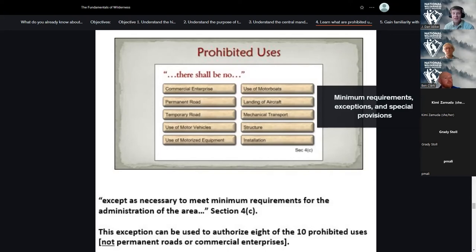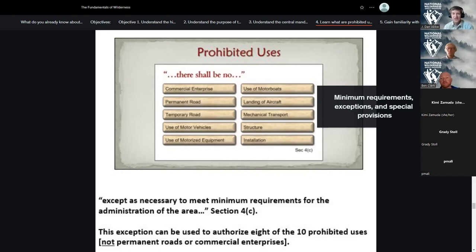So of the other 10, the 8 that are prohibitions, the Wilderness Act did allow agencies some flexibility and basically said that except as necessary to meet the minimum requirements for the administration of the area, you could actually allow those prohibitions. So I'll use structures as one example. Many agencies have patrol cabins or backcountry cabins or wilderness cabins that have been determined the minimum necessary for the administration of the area. In other words, to administer the area, it's important to have personnel out there. And to have personnel out there, we need to have the support of a structure to house them or support them.